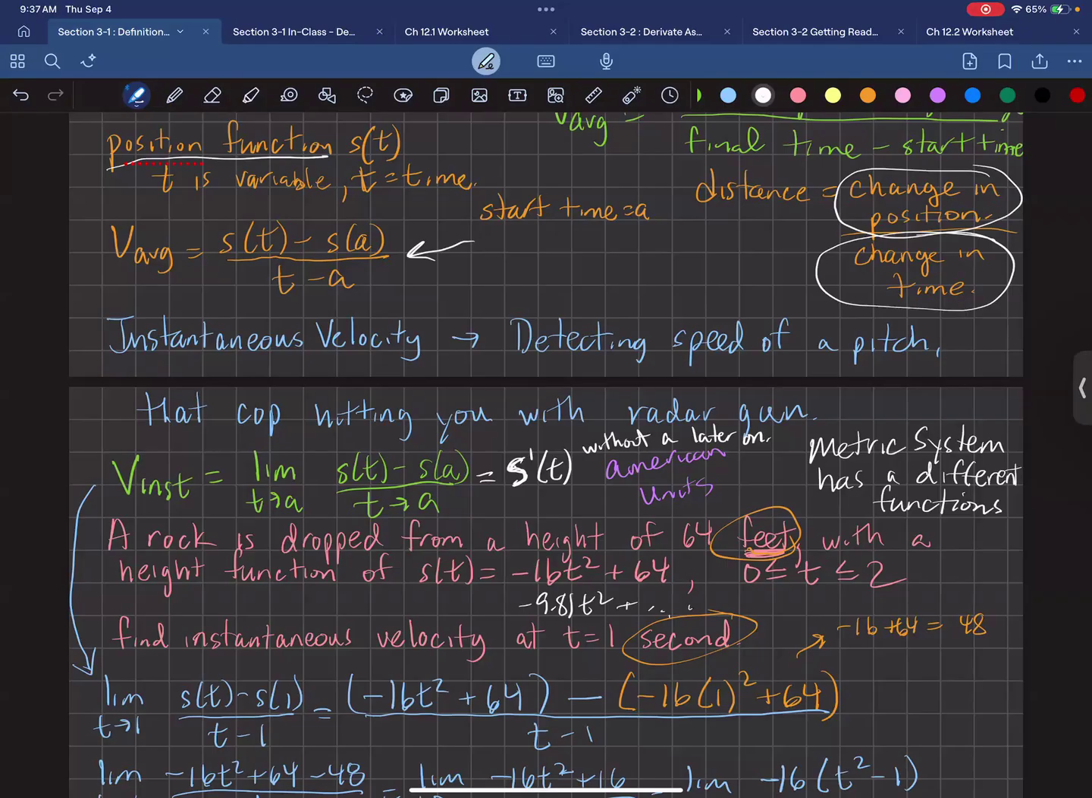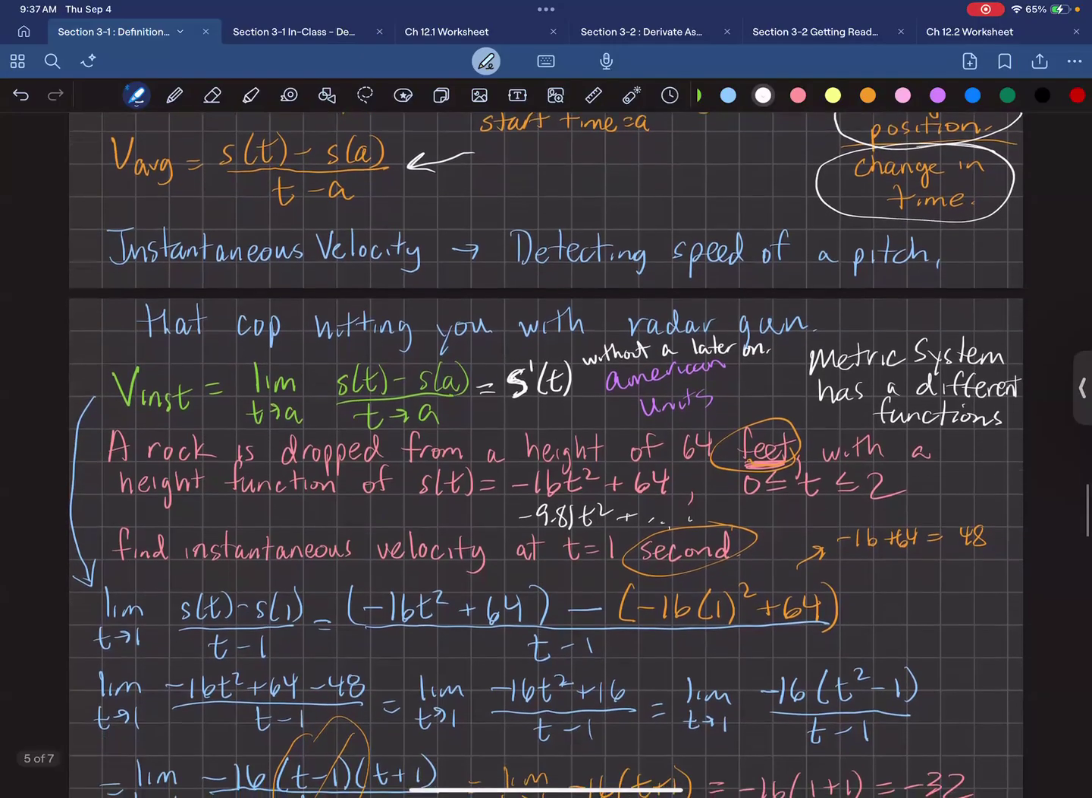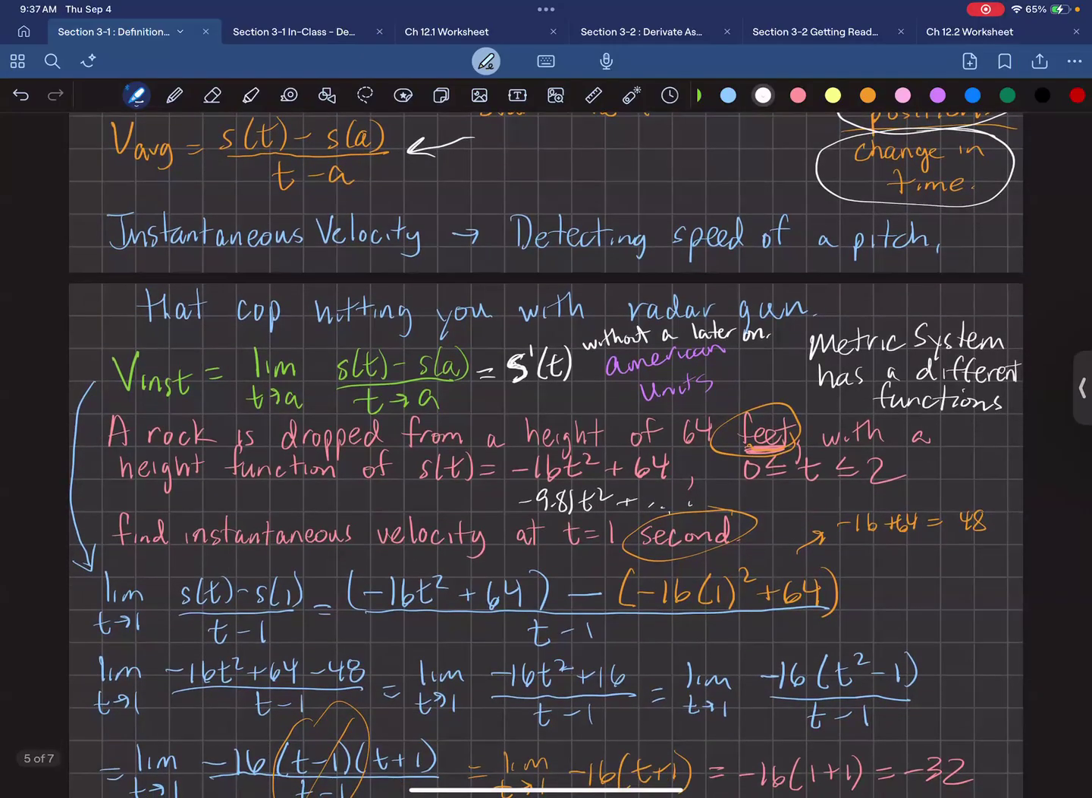So let's say a rock is dropped from a height of 64 feet. The height function is negative 16t squared plus 64, and it's going from t equals 0 to 2 seconds. The metric system is going to have a different equation. Gravity is 9.81, so it's going to have a negative 9.81 t squared plus some other stuff.